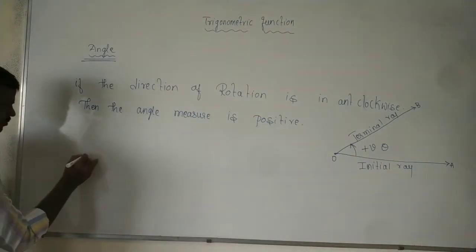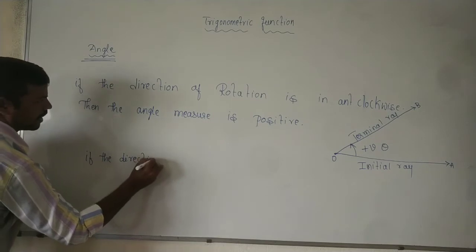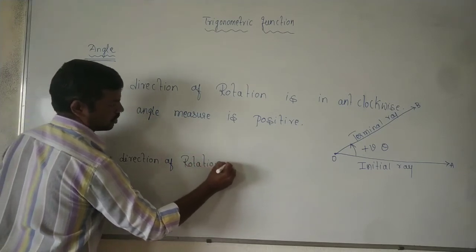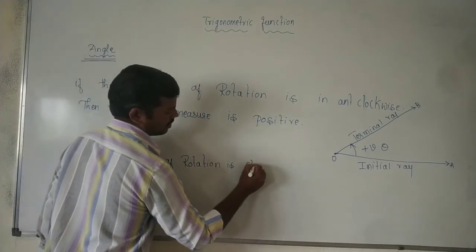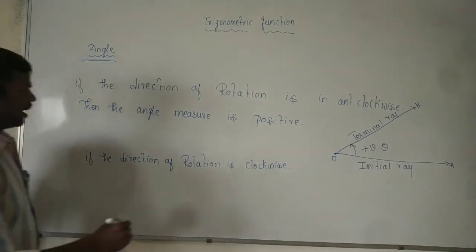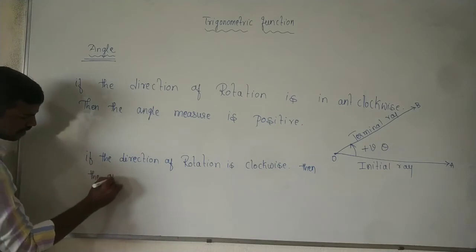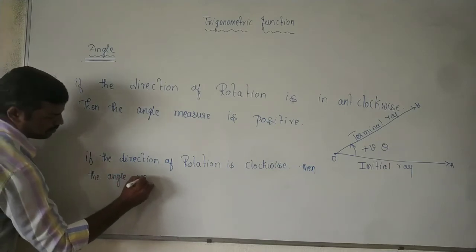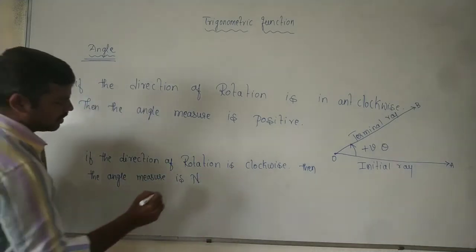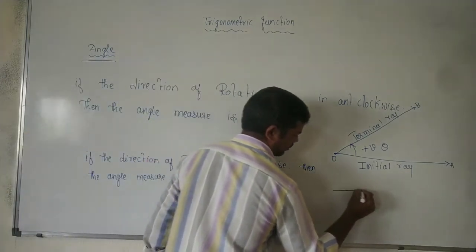If the direction of rotation is clockwise, then the angle measure is negative. So for that we will take this figure.